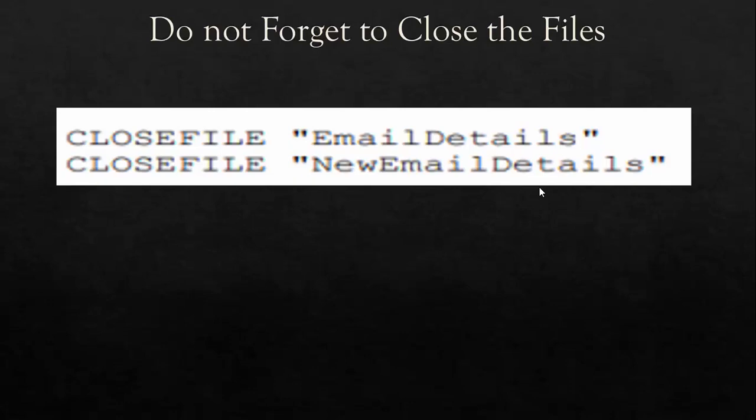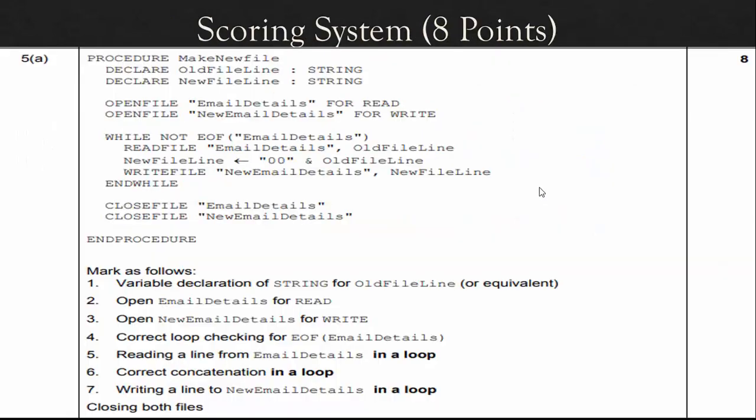And here's how Cambridge would score you. This is a sample of their mark scheme. So this is everything that we just broke down into sections. This is all of it right here. Here is how you get your points. 8 points. Variable declaration of string for old file line or equivalent. And that's why we said you could do it with 1. So you get a point just for the variable or variables. That's great. That's 1 point. 2 points if you open email details for read, and a separate point if you open new email details for write. Basic things there, and you can get 3 points, even if you do nothing else.